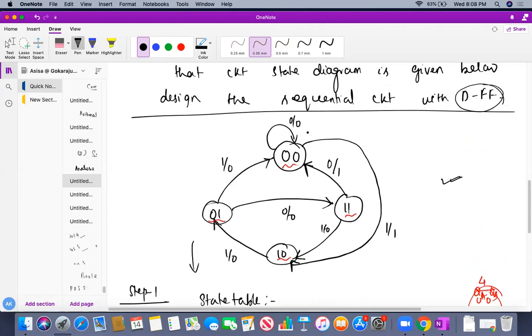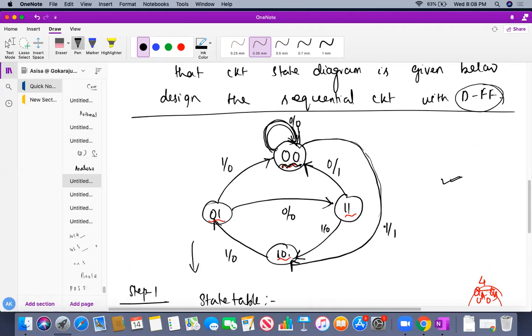Now you are here, in state 0 0. You can go to which state? You can go to either 1 0, or you can stay in 0 0 also. Am I correct? So how many states are you going to? You are going to two states: either 1 0, or 0 0.